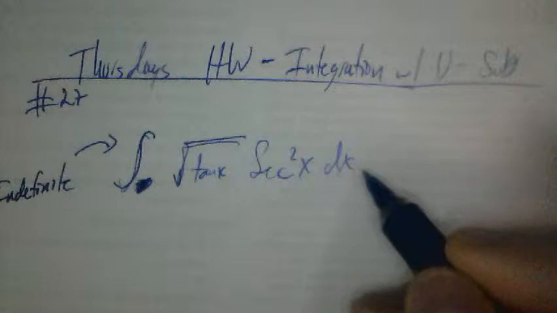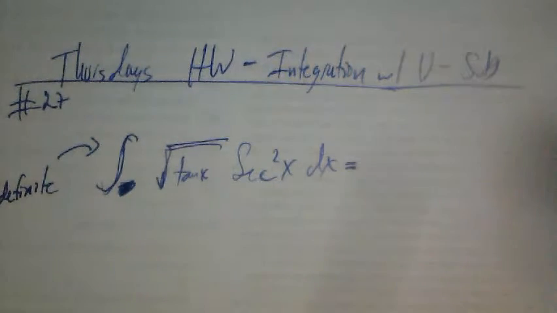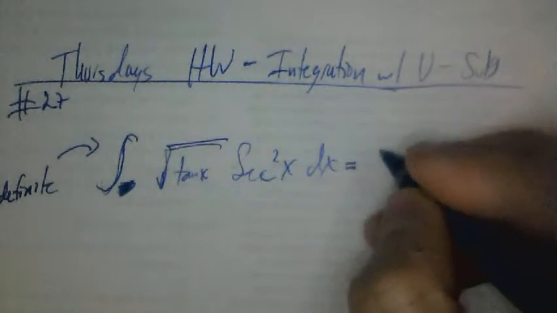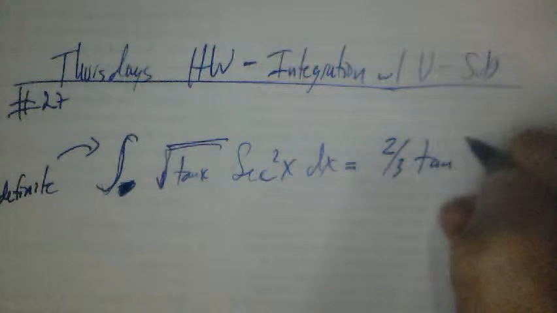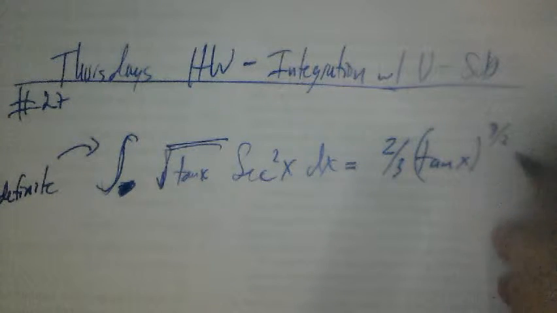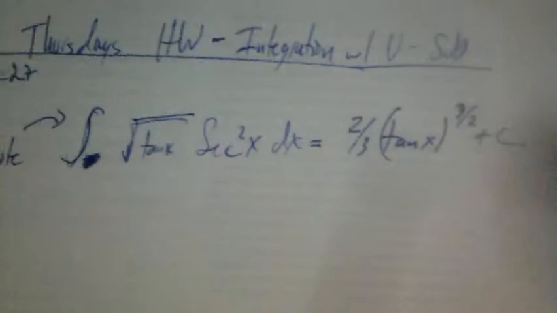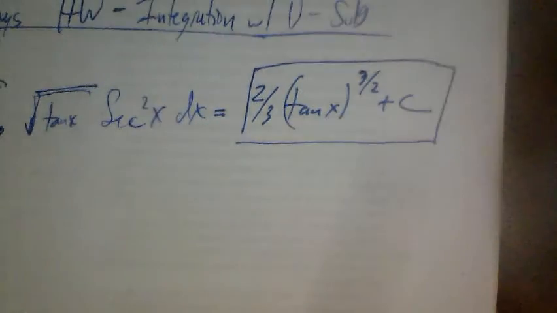If you look at the baby blue part in your homework packet, or even on the website, you already know the answer is 2/3 times the tangent of x to the 3/2 power plus c. So the question is, how do we acquire this without just copying it down? That's what we're going to practice.